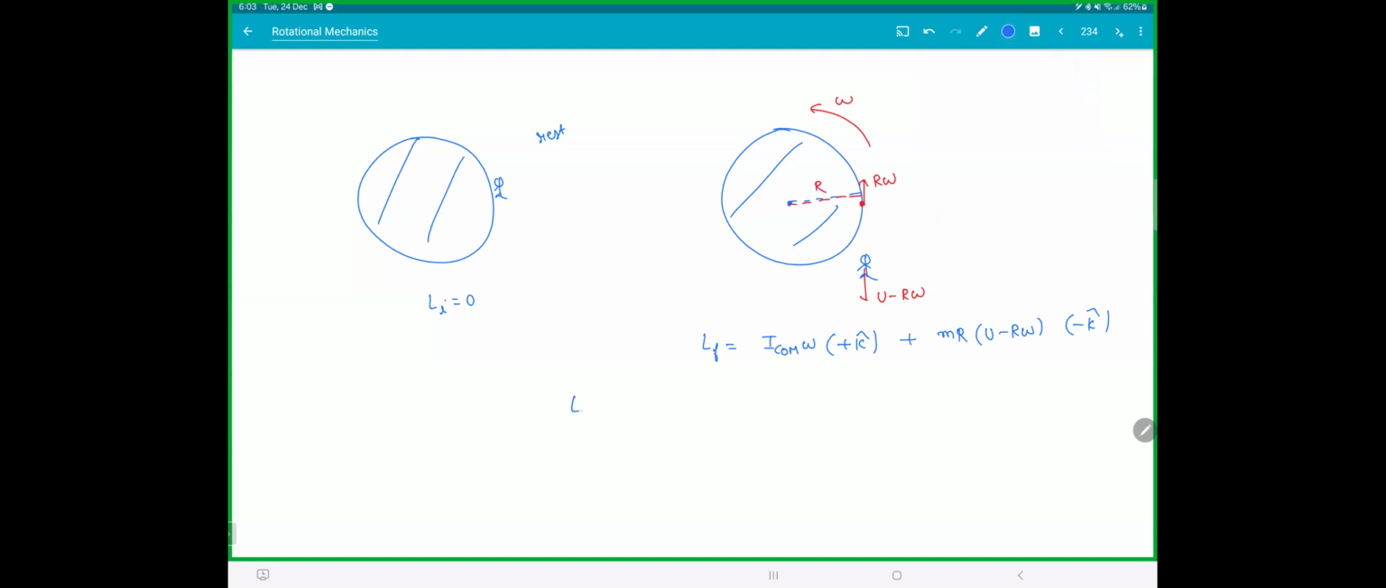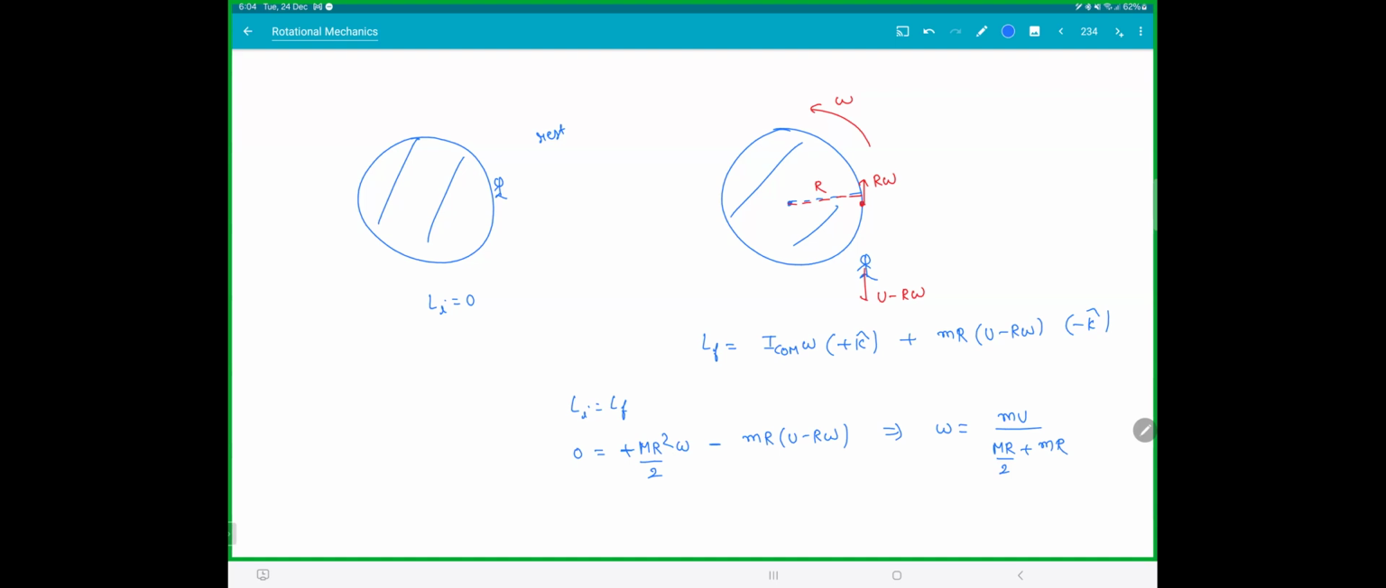L initial is equal to L final. L initial is 0. This would be m r square by 2 omega minus m r into u minus r omega. Interestingly, you'll get the same answer as before. You'll get omega equal to m u by r times (m by 2 plus m). This and the previous one will give you the same answers. Clear with this?